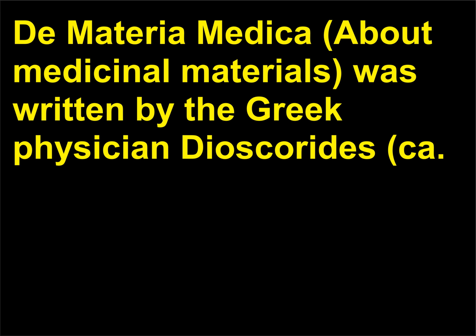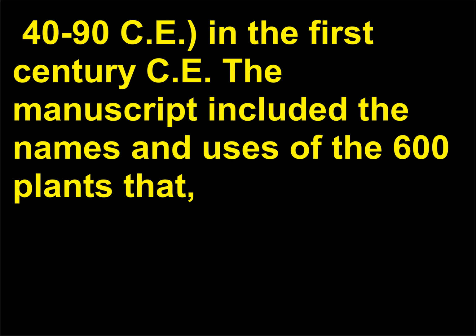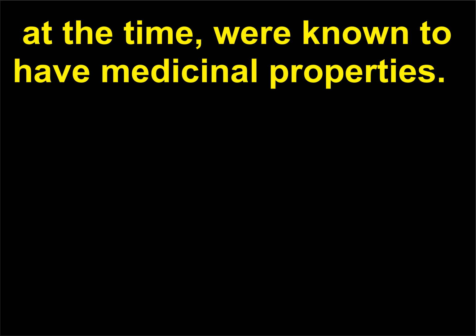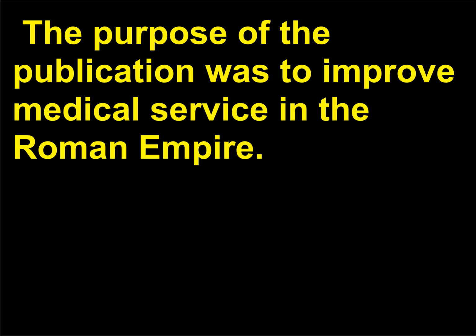De Materia Medica, about medicinal materials, was written by the Greek physician Dioscorides, ca. 40 to 90 CE, in the 1st century CE. The manuscript included the names and uses of the 600 plants that, at the time, were known to have medicinal properties. The purpose of the publication was to improve medical service in the Roman Empire.